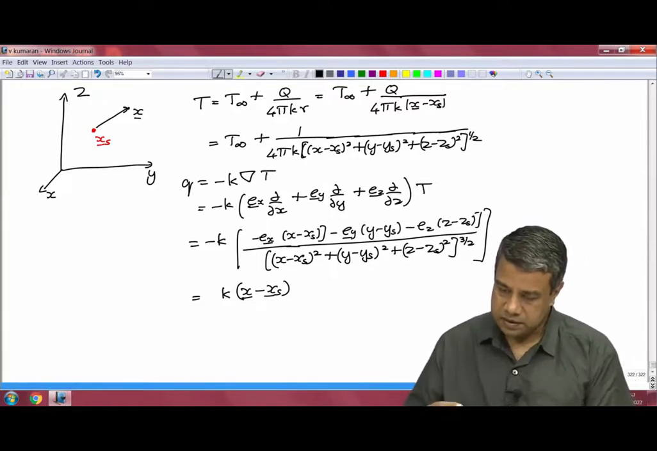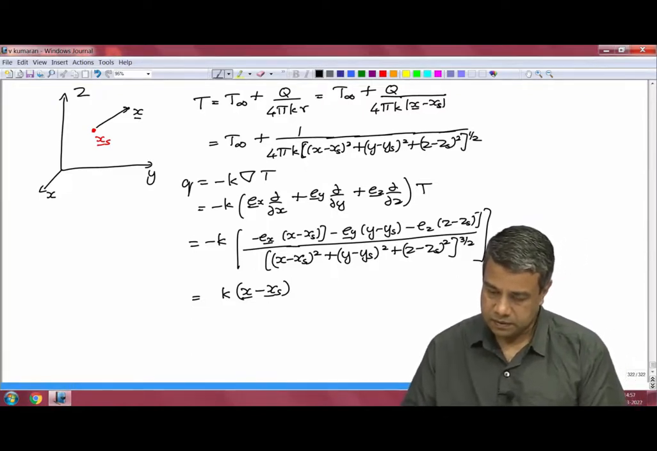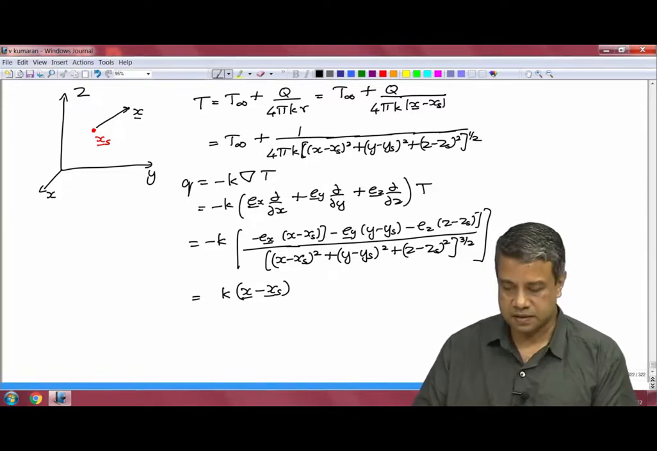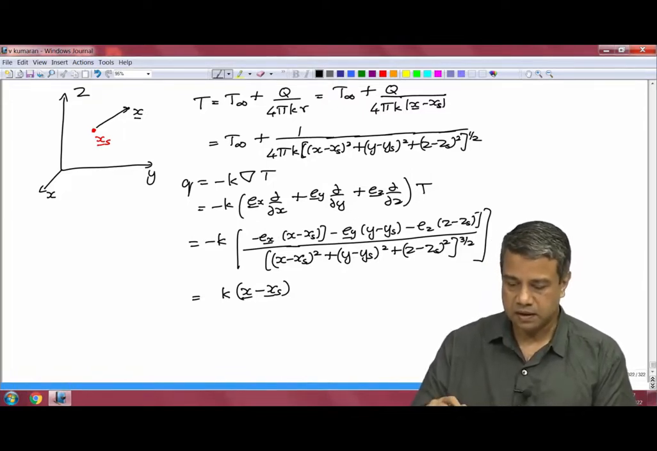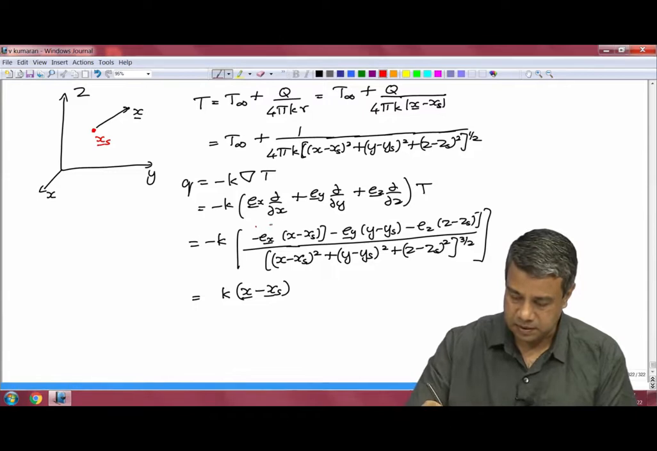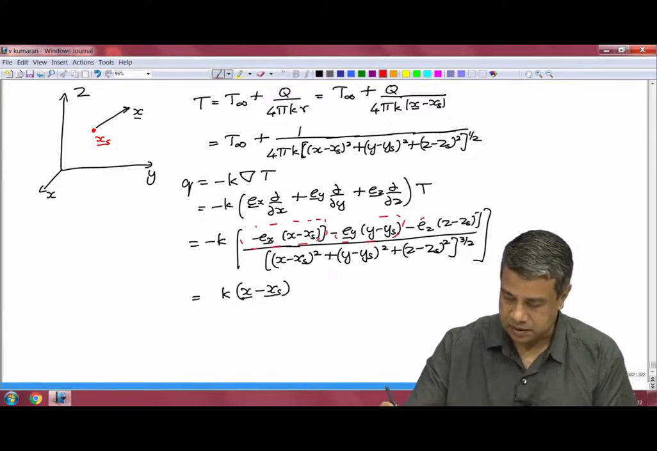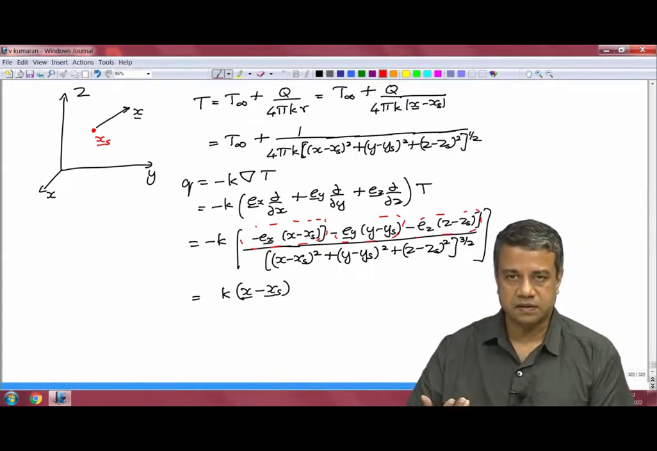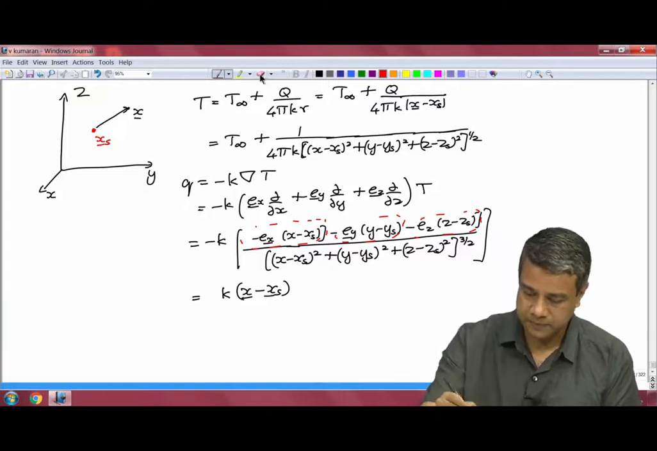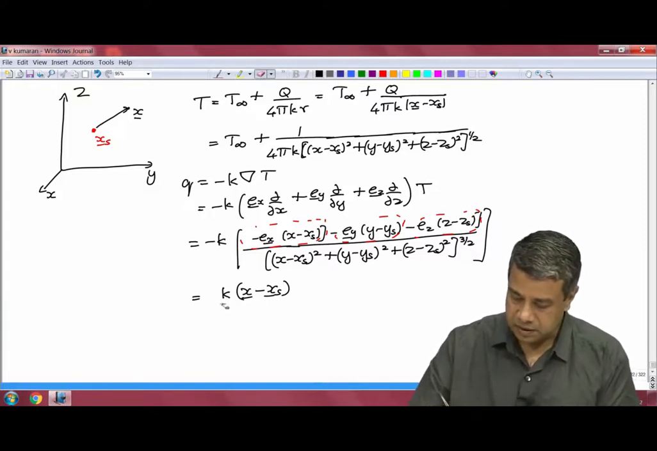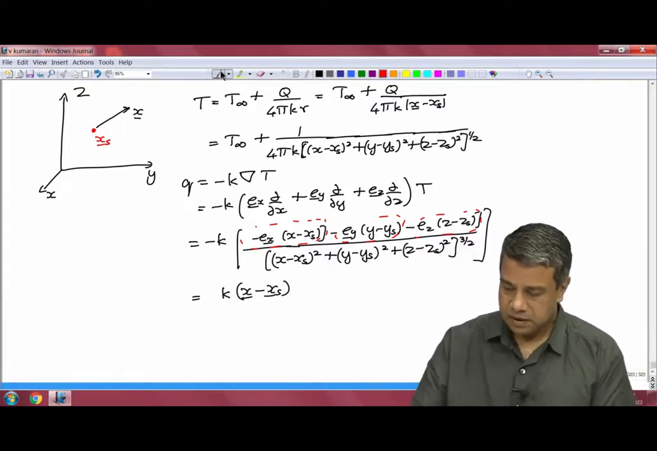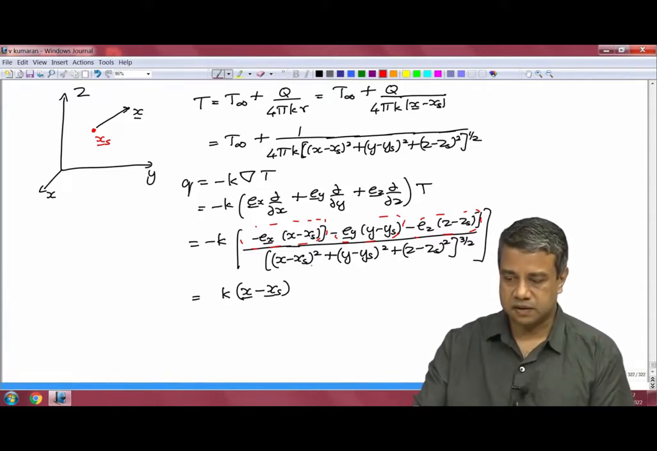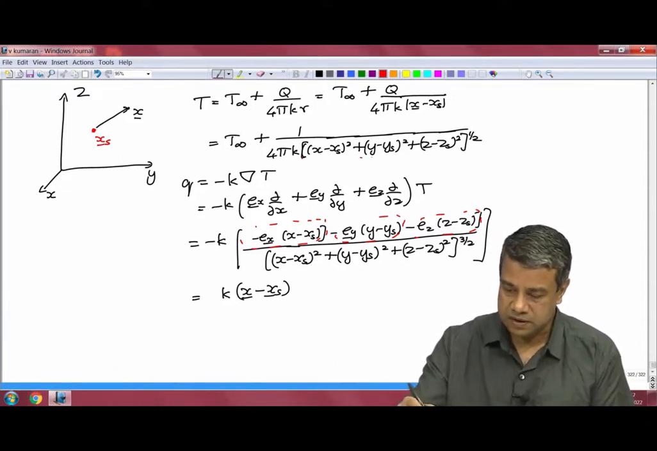My apologies, no, this is correct. x minus xs, the whole vector, which has these 3 components, Ex, Ey and Ez. Note that the negative sign outside and the negative sign inside just give you a positive sign. And in the denominator, I have the 3 halves power of this function, which is the cube of the distance between the 2 points.